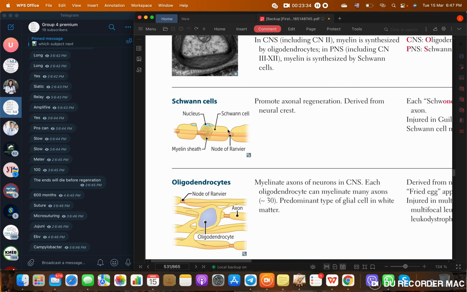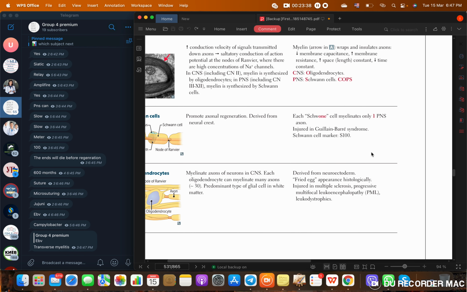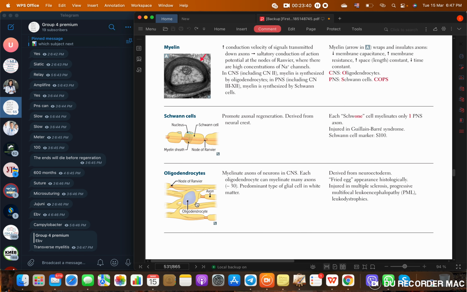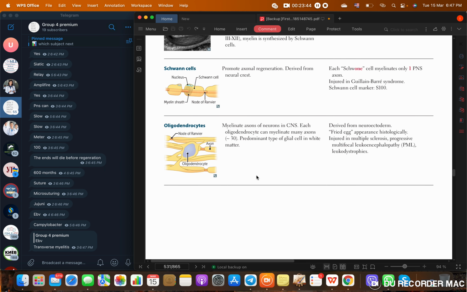So all of the Schwann cells come from neural crest cells, which means they have a marker that is known as S100. Transverse myelitis we'll speak about later. Oligodendrocyte is the CNS type of myelinating cell.